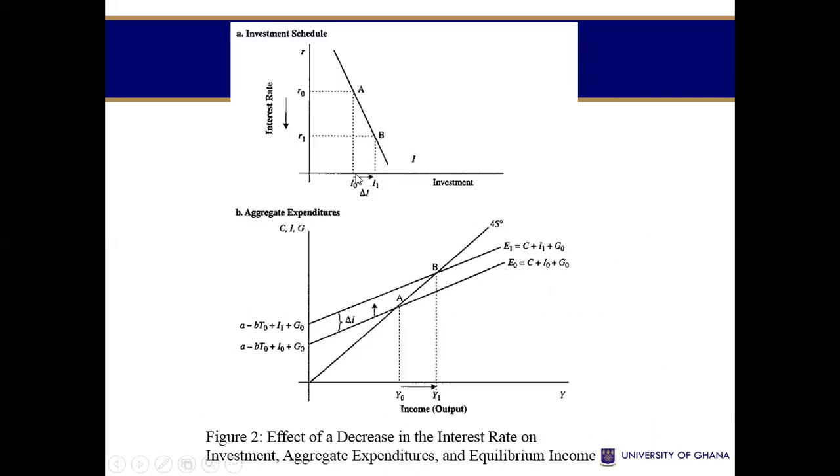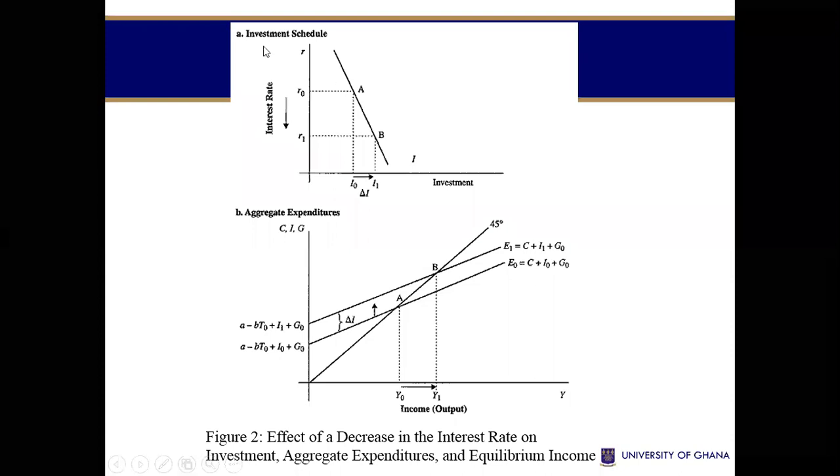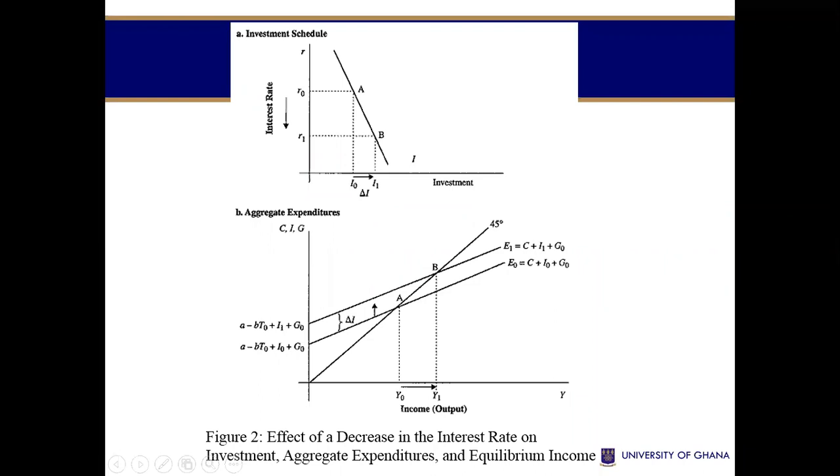Okay, so this is holding everything constant. We draw the levels of investment against levels of interest rate, and this is what we are getting. There's an inverse relationship between investment and interest rate. When interest rate falls, we will tend to invest more, which is causing an increase in aggregate demand, which will result in higher equilibrium income or equilibrium output. Okay, so this is how interest rate is able to affect equilibrium income.